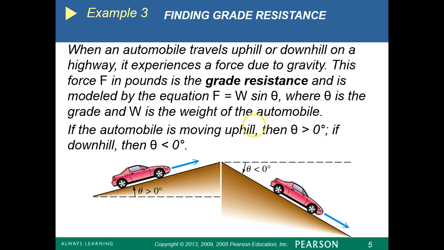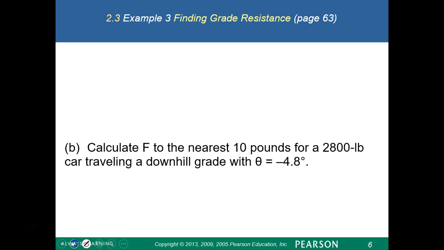sine of theta, where theta is the grade, that's what we call the grade, and W is the weight of the automobile, usually in pounds. And if the automobile is moving uphill, then our theta is going to be stated as something greater than 0. And if it is moving downhill, our theta is going to be something less than 0, so a negative number. Okay, let's look at our questions.